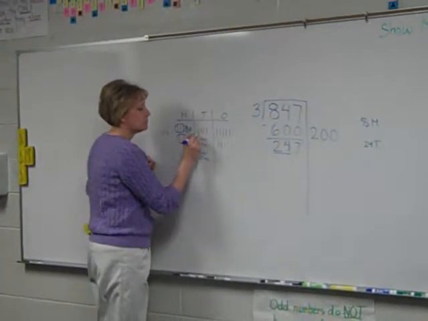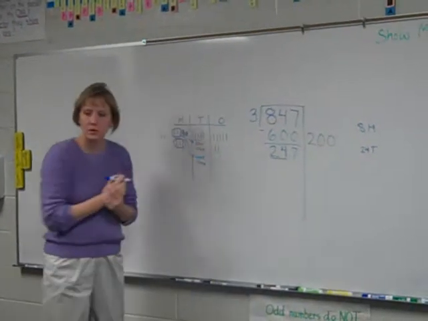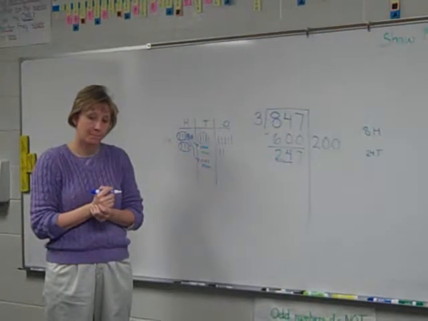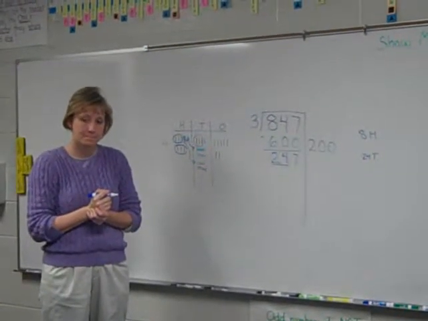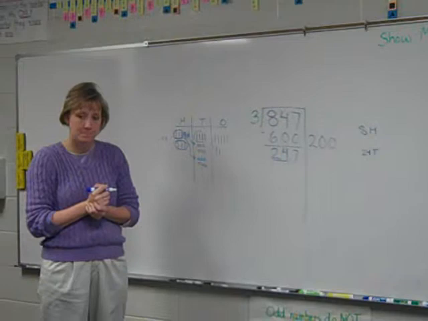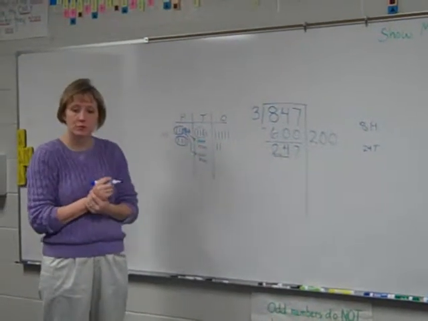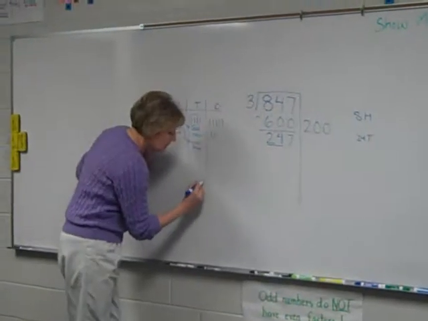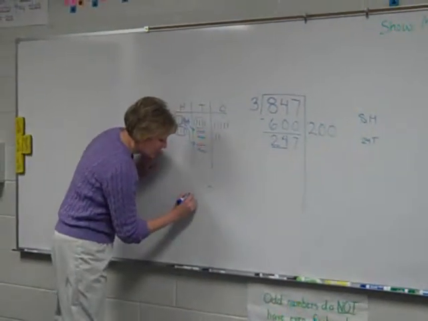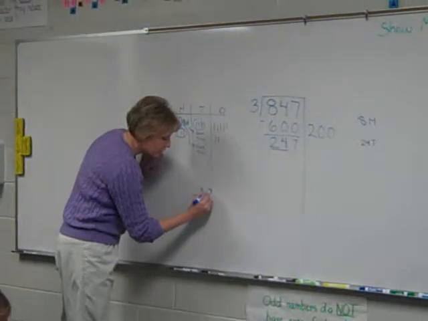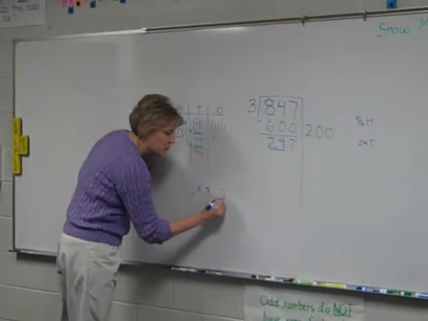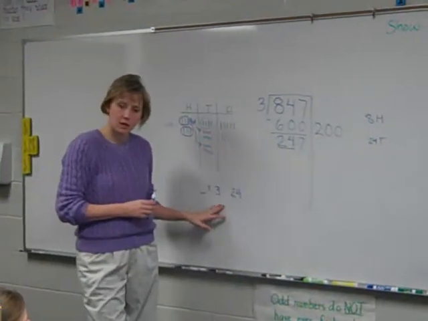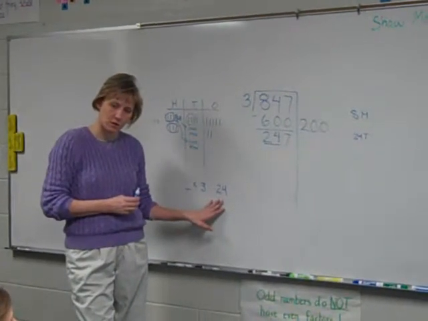Let me try. There's a group of 3. Could I make another group of 3? Do I have enough to make another group of 3? Yes, I do. So what I'm really thinking here is, how many groups of 3 is going to get me as close as possible to 24 without going over? What times 3 can get me as close to 24 as I can get?